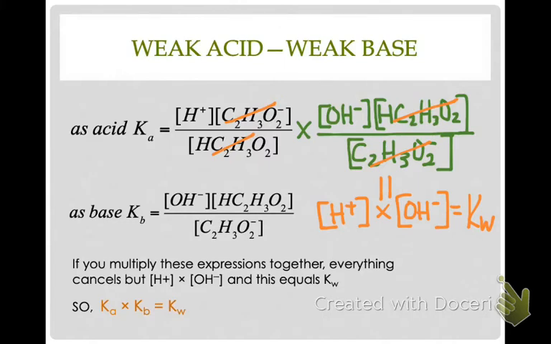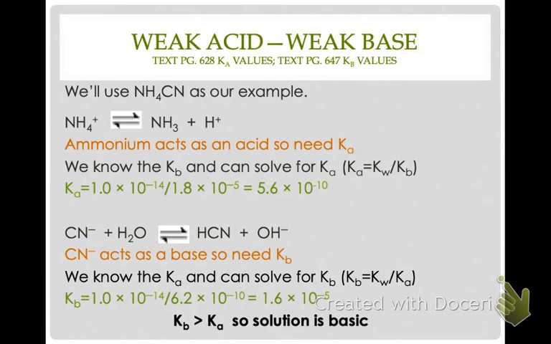You also need to remember that Kw equals 1.0 times 10 to the negative 14th. So let's take a look at an example. If the product of a reaction is the salt ammonium cyanide, we need to figure out what these ions are doing in solution. Just as a reminder, I would like you to notice that I put the reference pages for Ka and Kb values at the top of this slide.